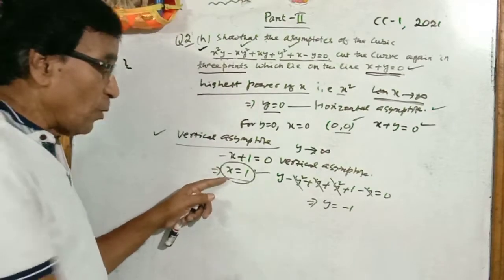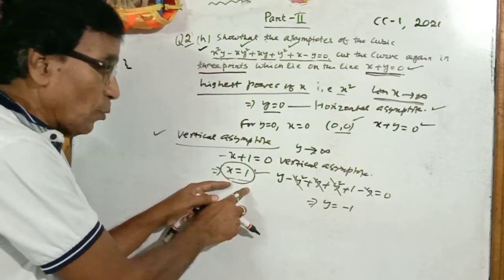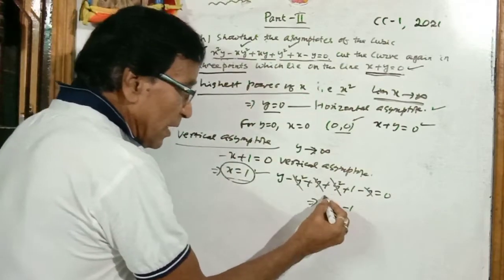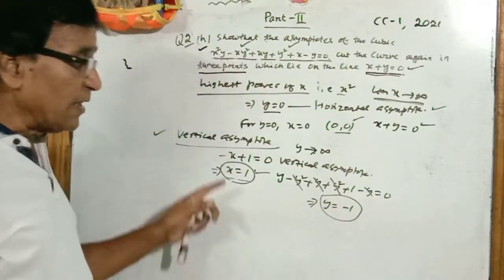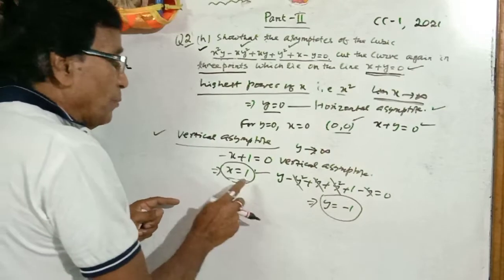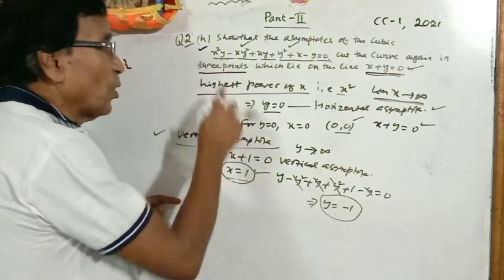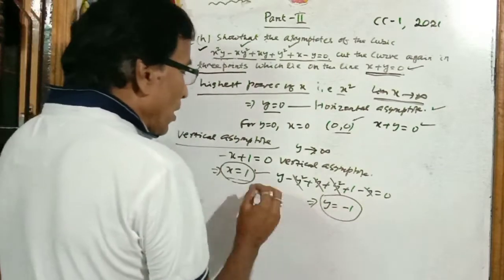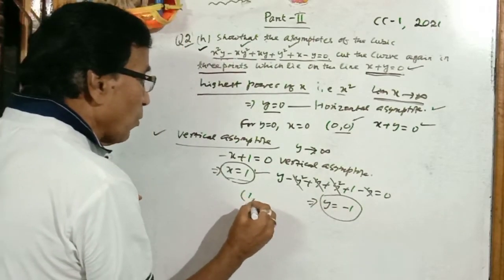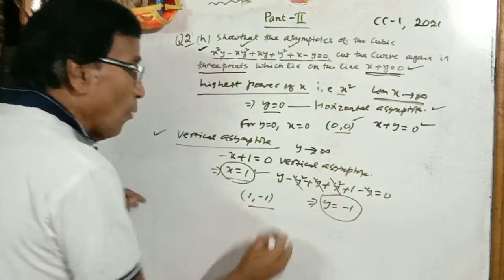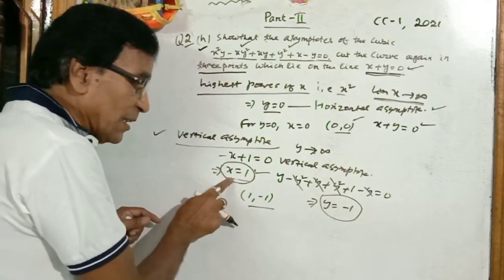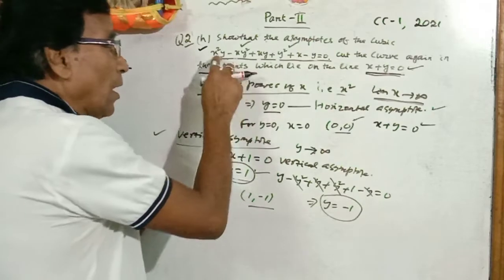So for x is equal to 1, this equation gives you that y is equal to minus 1. That means what is the point of intersection of this vertical asymptote with the given curve? The point of intersection is nothing but 1, minus 1. It is the point of intersection of this vertical asymptote with the curve.